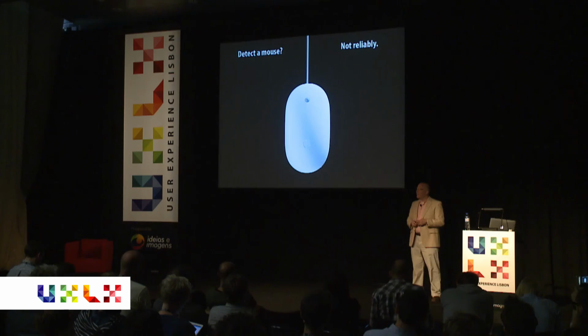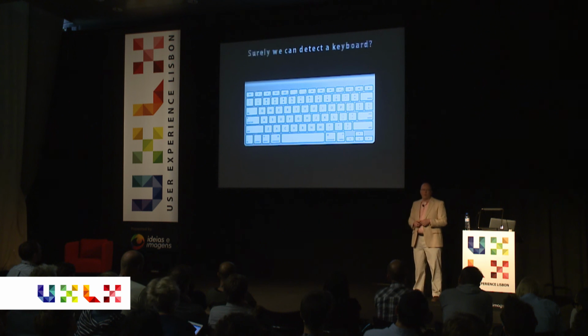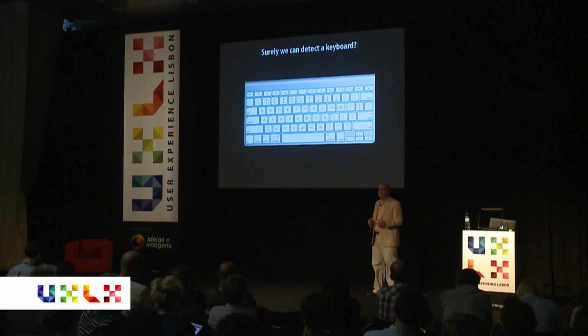I started working on this talk by creating this spreadsheet of all these different types of input and starting to look at what the standards were for them, how you detect them, what the APIs were, and things like this. And I started finding really interesting stuff like, hey, can you detect a mouse? Not reliably. Well, what about a keyboard, right? Surely we can detect a keyboard. Nope.